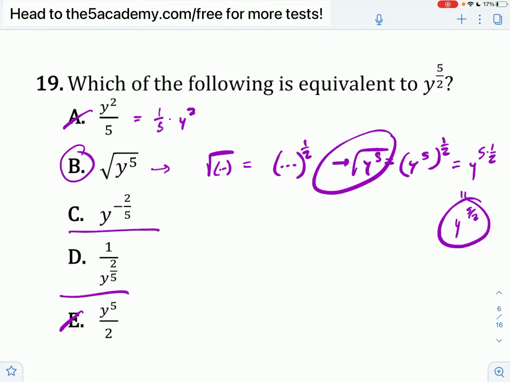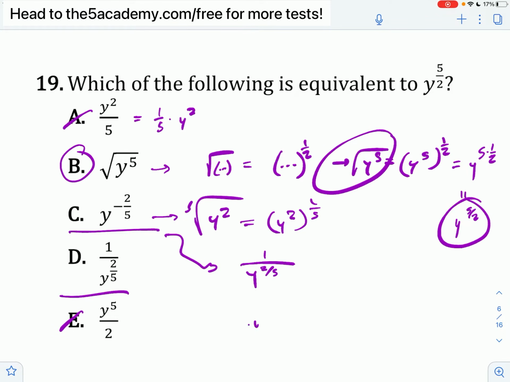Now let's go through C and D just to confirm that they're wrong. So C, what does y to the negative 2 over 5 equal? Well, that would be the same thing as y to the 2nd to the 5th root, right? Because that's the same thing as y to the 2nd to the 1 over 5. This would also be the same thing as 1 over y to the 2/5, okay, because a negative just flips the numerator and denominator. In this case, your numerator and denominator are just y and 1.